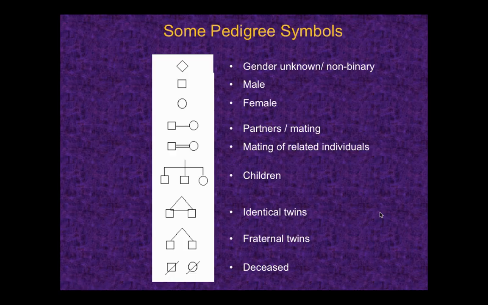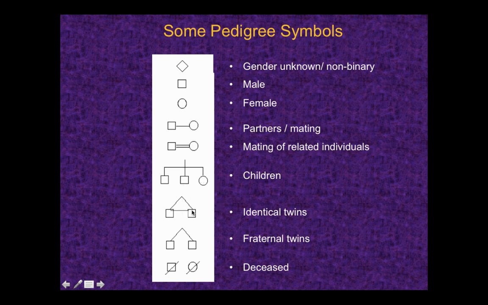Some pedigree symbols. A diamond is a gender unknown or non-binary. We've got male and female as square and circle. Parents mating is a line between two symbols, and mating of related individuals like cousins or second cousins would be a double bar. Children come down from a mating bar, and so this mating bar here would have a line coming down, and then you can have several children like this.